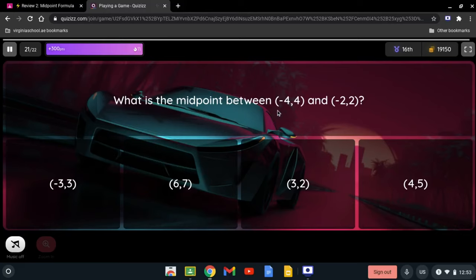What is the midpoint between (-4, 4) and (-2, 2)? So we're going to replace x1 with negative 4 and then plus negative 2. So negative 4 plus negative 2 is negative 6, and negative 6 divided by 2 is negative 3. And then we're going to replace y1 with 4, so 4 plus y2, which is 2. 4 plus 2 is 6, and then 6 divided by 2 is 3. So now we have (-3, 3).